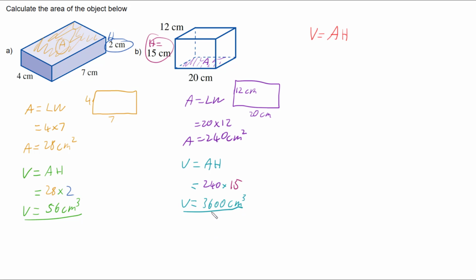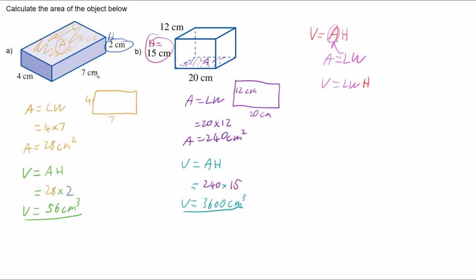Now you can also use the shortcut to this because area of any rectangle is length times width. So if we put that into our rule for area, we get volume equals length times width times height, or length width height. So that is the shorthand rule for doing the volume of a rectangular prism, is just doing length times width times height, or basically the three measurements times together.